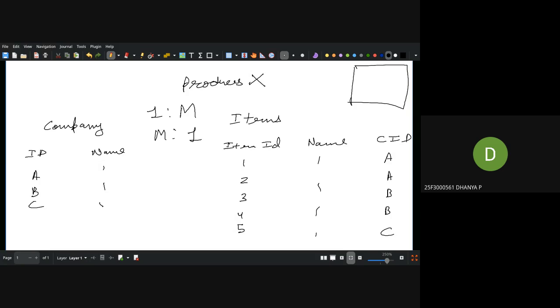I'll check. Is it the same for one to one also? We don't require an additional table. What do you think? We don't require. What does everyone think here? Will we require a separate relationship table in a one-to-one relationship? No, right? Okay. So only for a weak entity, we need an additional table. Right. Correct.